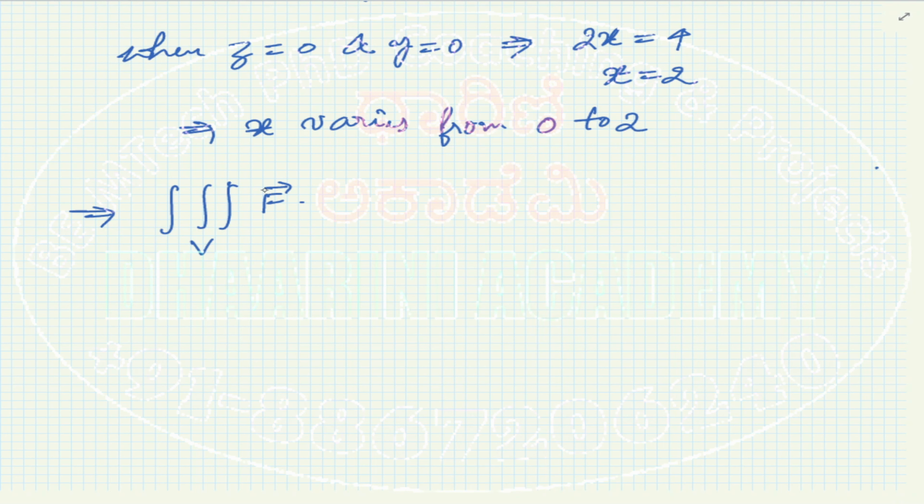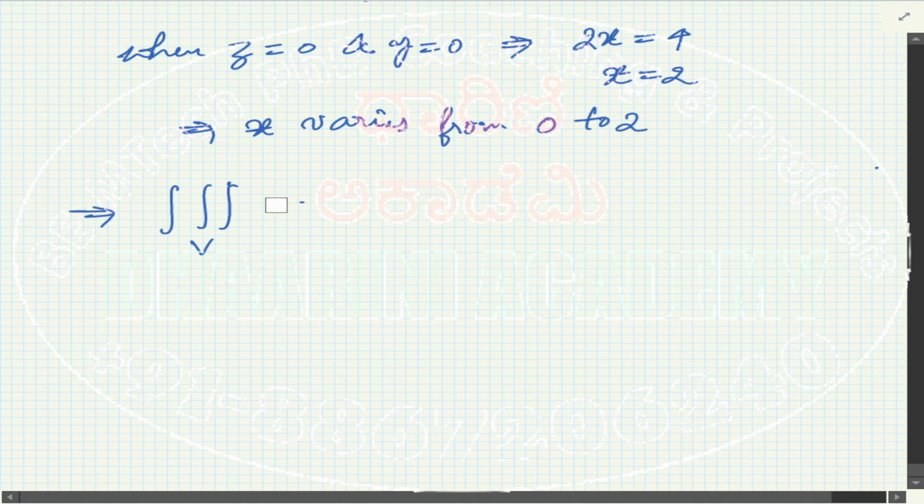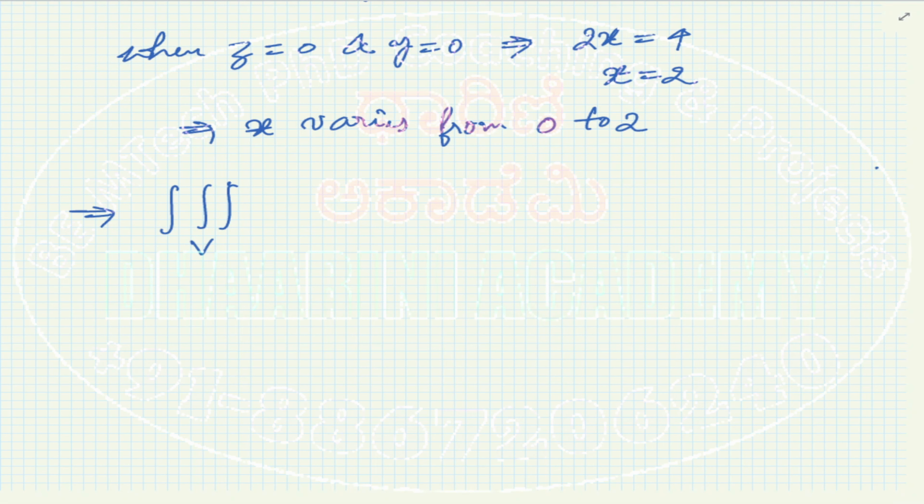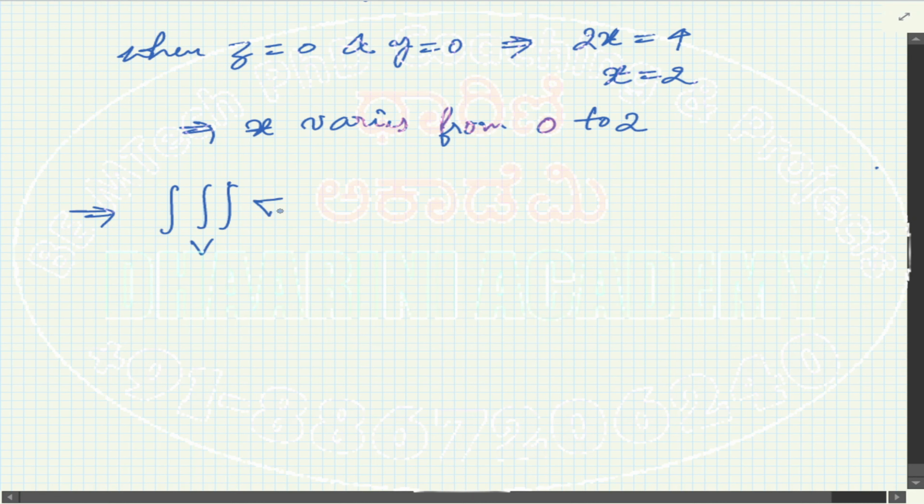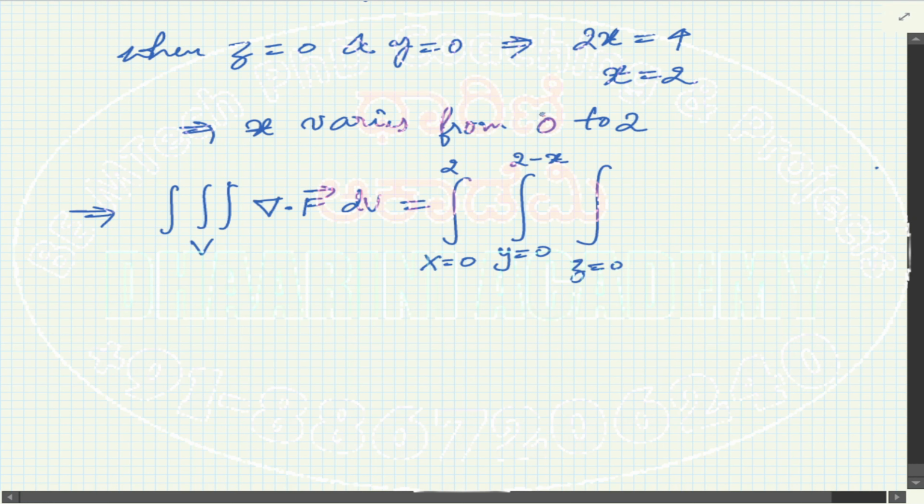So this is equal to, we'll be writing in this fashion. So this is del dot f dv should be equal to, so let's put the limit of x varying from 0 to 2, y varies from 0 to 2 minus x, and z varies from 0 to 4 minus 2x minus 2y. All these values we identified, all the ranges have been identified from the given problem.